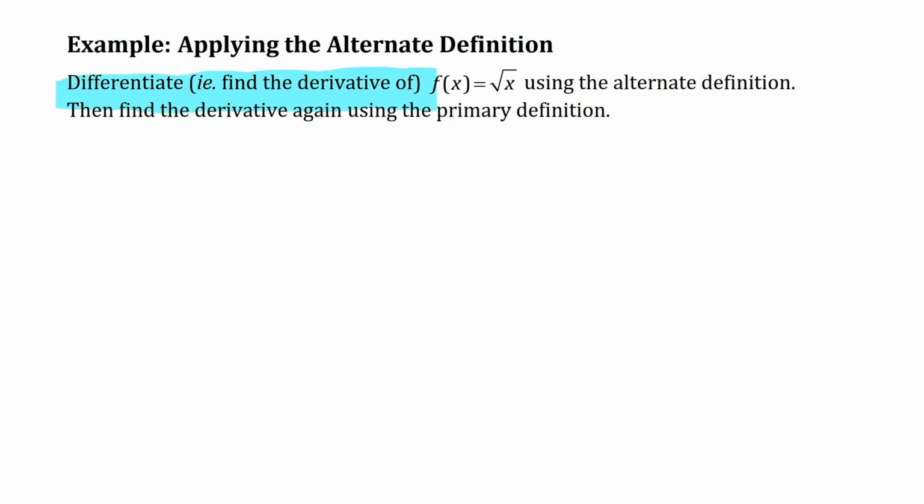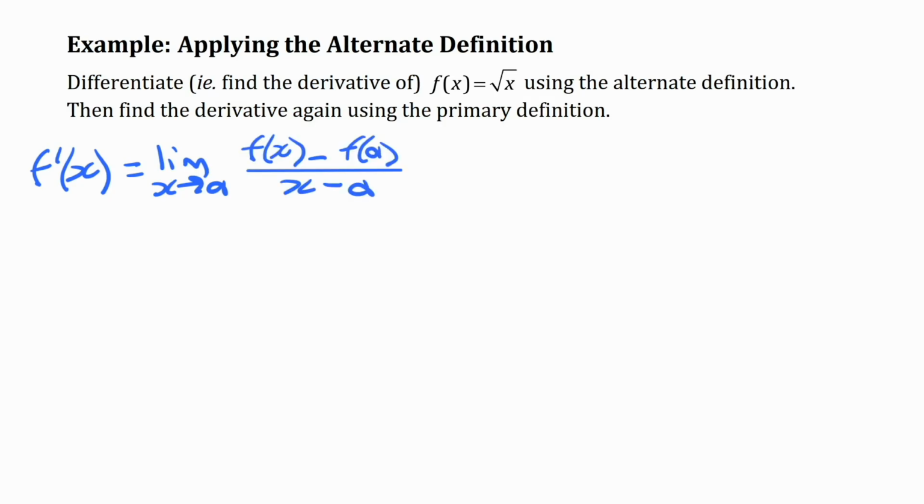find the derivative of. So we're going to write here that our derivative, f prime of x, we're going to use that alternate definition. So the limit as x approaches a of f of x minus f of a over x minus a. And so with our specific function here, that's going to be equal to the limit as x approaches a of root x minus root a over x minus a.